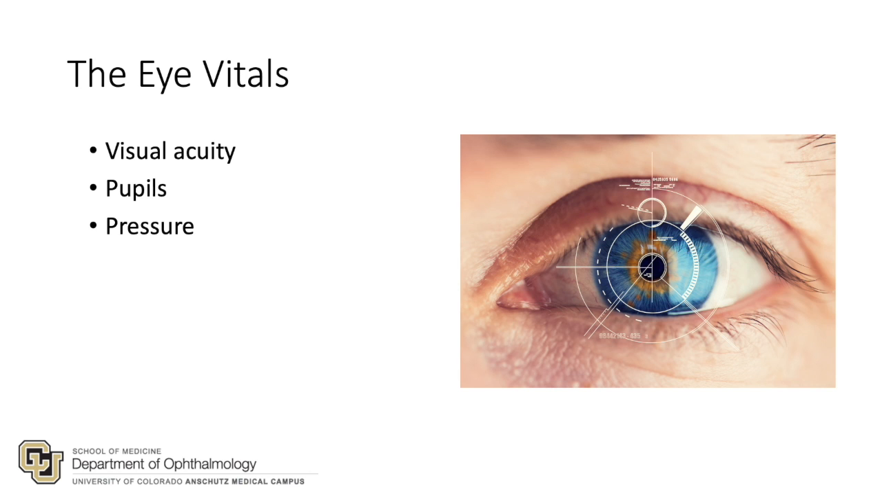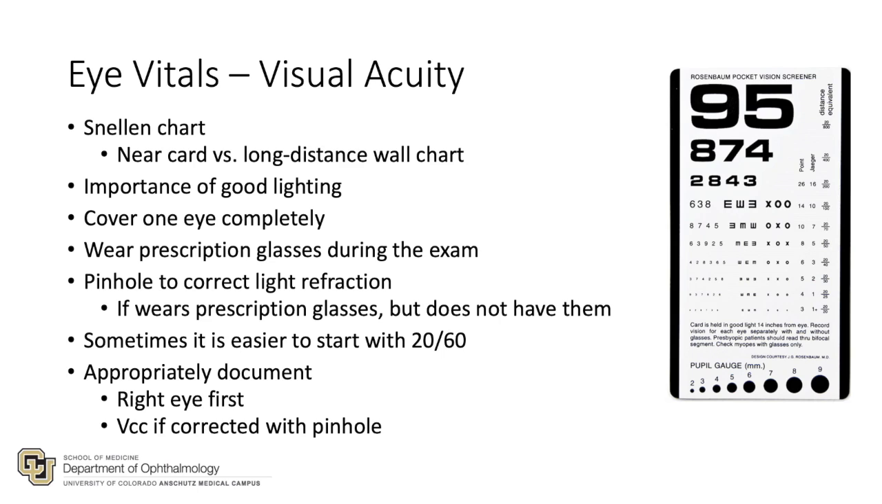Just like in medicine, we think about vitals. The eye has some too. Our vitals start with visual acuity. Today, we will use the Snellen chart near card, but long-distance wall charts are also common.